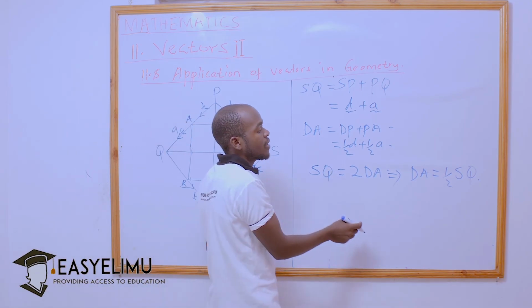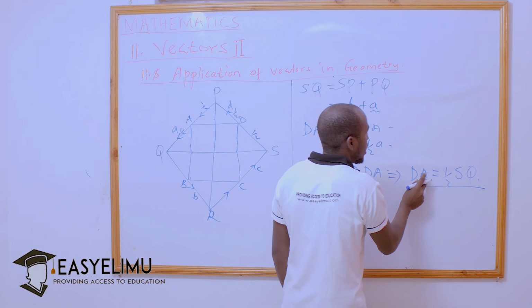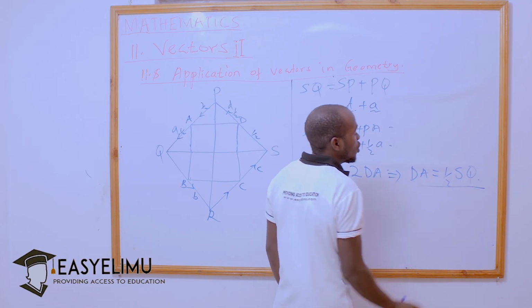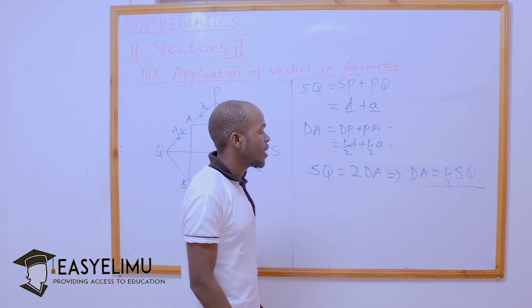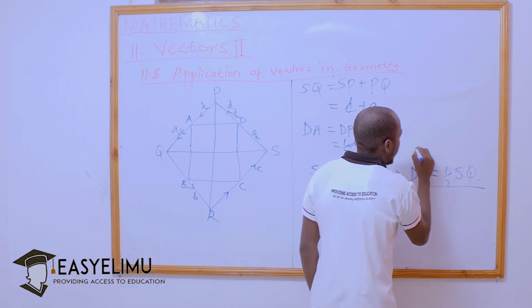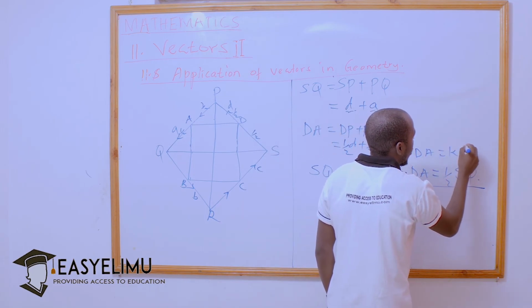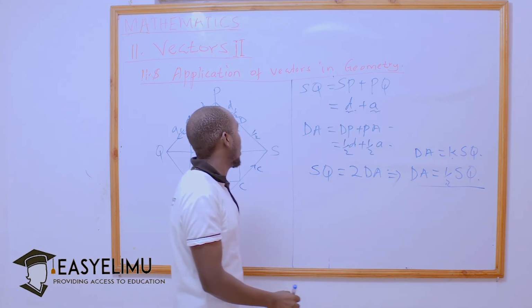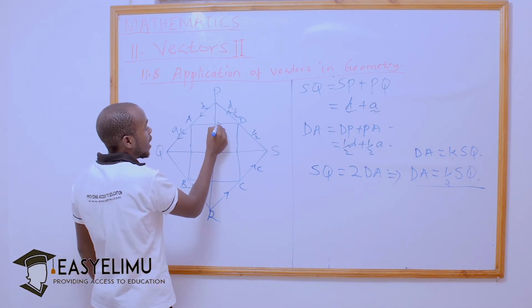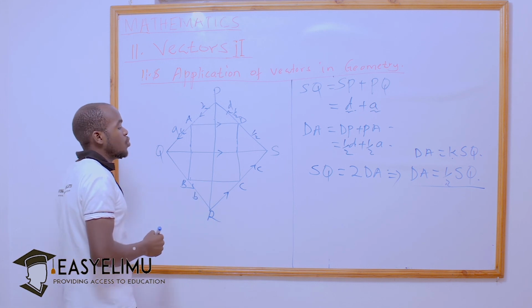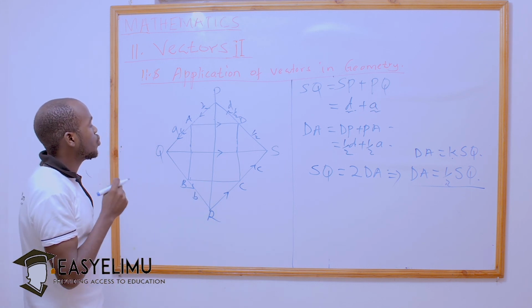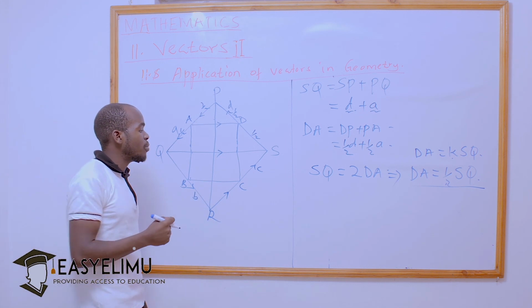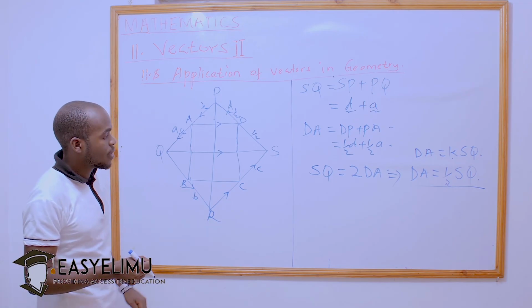So from there we can say this DA is parallel to SQ because it satisfies that condition that we have DA is equal to K of SQ, where K is a half. So it is parallel. And as we can see, this line here is parallel to SQ. Actually, SQ is parallel to DA. And from there we can also verify the downward part.